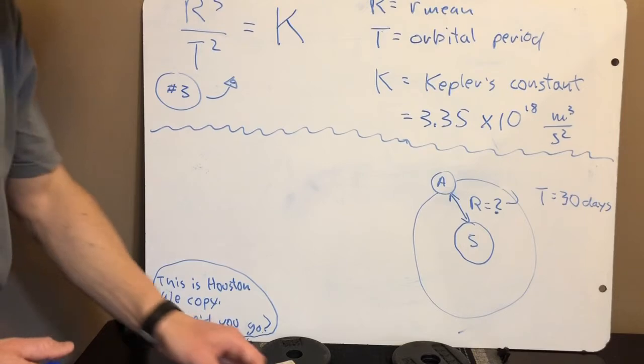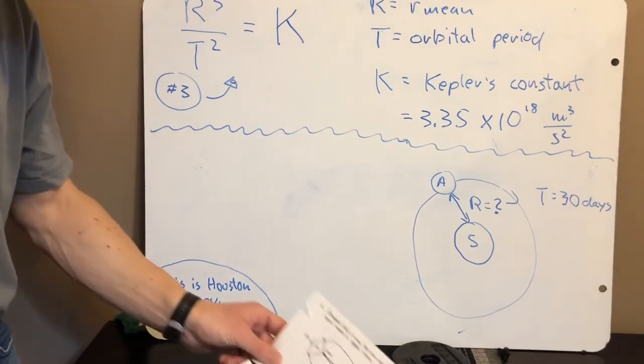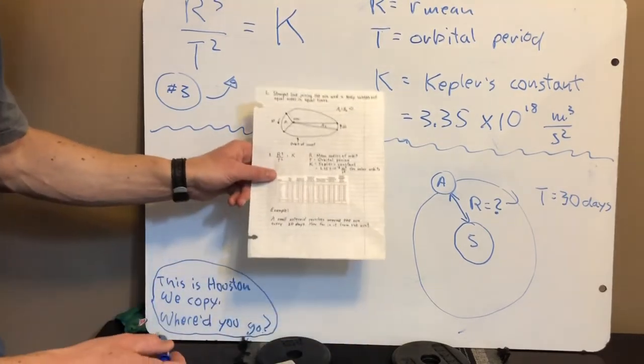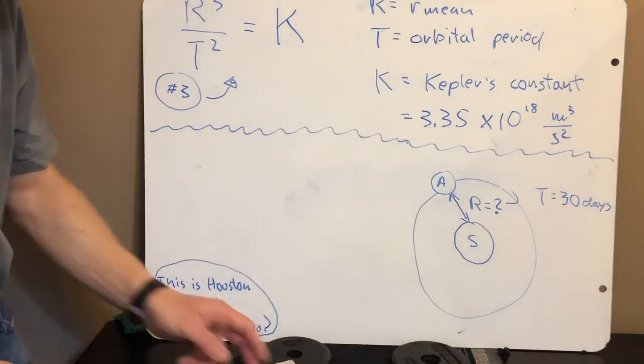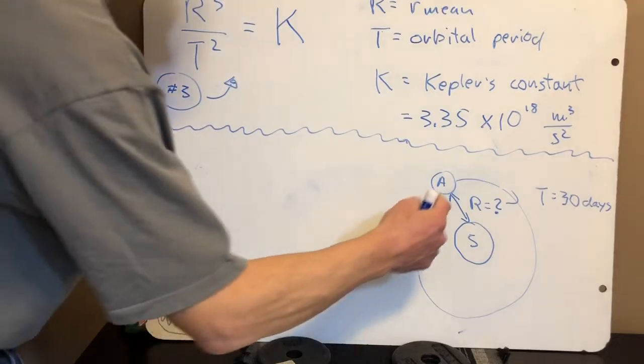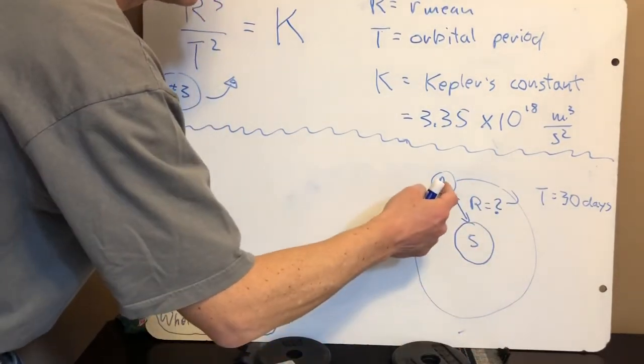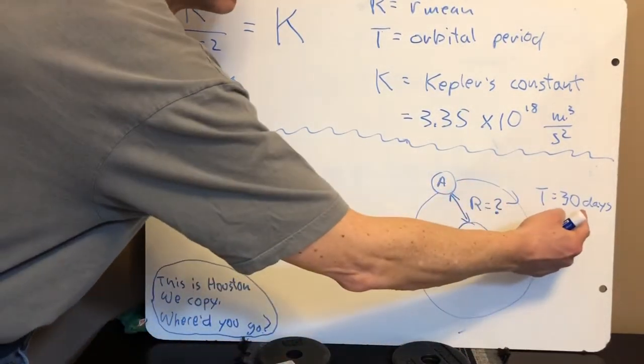Okay, let's do a little example. And of course, the example I'm doing is right from the handout here. It says a small asteroid revolves around the sun every 30 days.